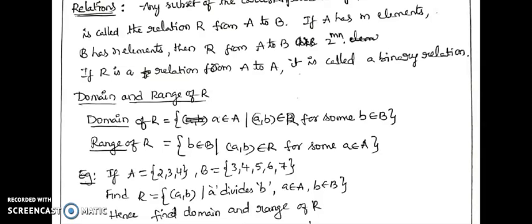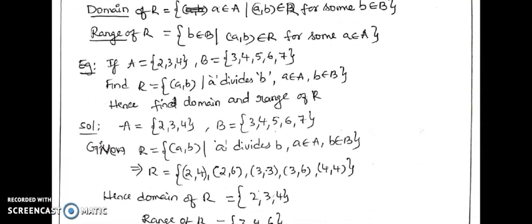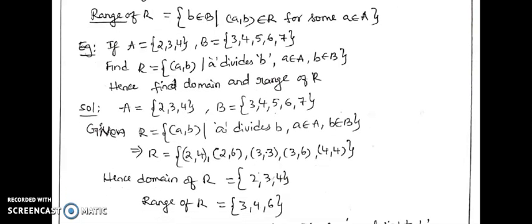For example, if the set A has the elements 2, 3, 4, the set B has the elements 3, 4, 5, 6, 7, and the relation is defined from A to B as the set of ordered pairs (a, b) such that a divides b, where a belongs to A and b belongs to B, then to find the domain and range of the relation, we first have to list out the different elements of the given relation based on the given definition.